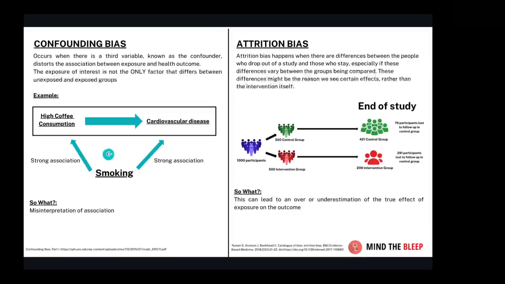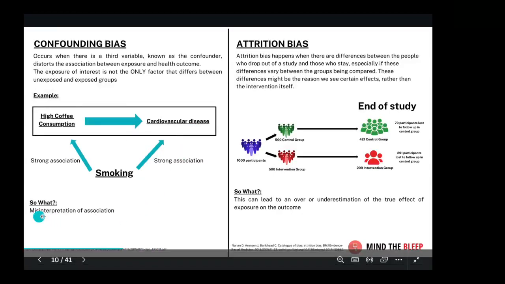So this is a variable that's unaccounted for in this study, which is what I've highlighted in this box, that could affect your results. And this is what is known as a confounding bias. It's a variable that is associated both with the intervention as well as the outcome, okay? And it can result in misinterpretation of association.